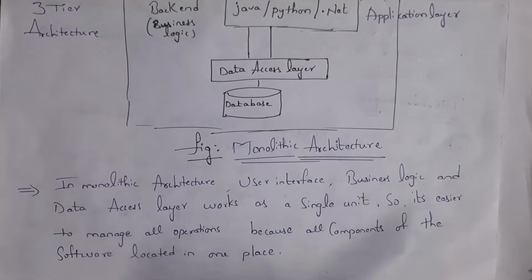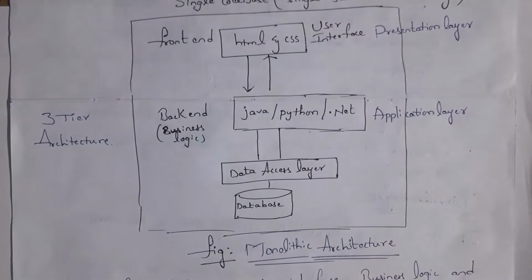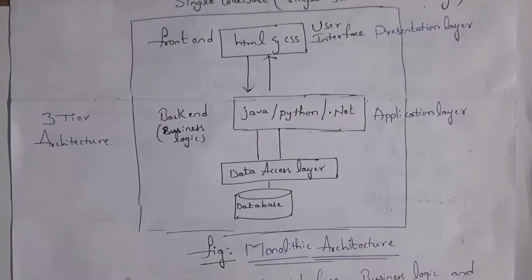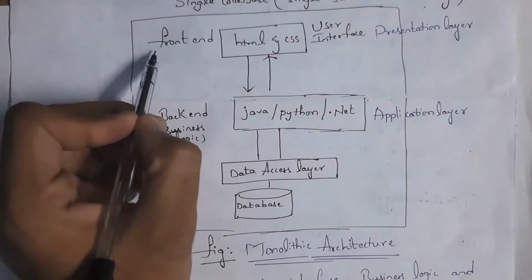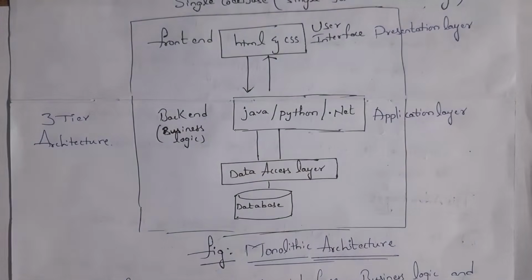So it is easier to manage all operations because all components of the software are located in one place. As all these 3 components are located in one place, we can easily perform various operations. For example, I want to get student results. So whenever I enter my roll number in the front end, automatically I can see my result. So we can easily manage various operations.